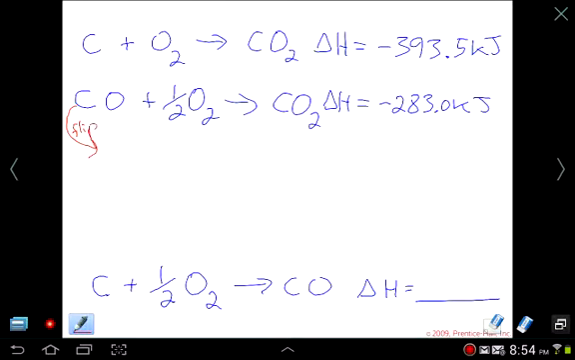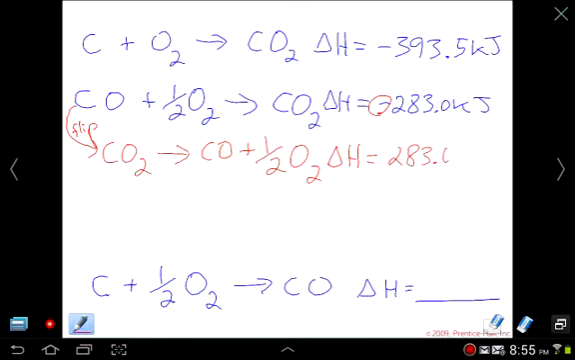I will write the products where the reactants were, and the reactants where the products were. So I'll rewrite this equation as CO2 producing CO plus half of an oxygen. Now anytime we flip an equation around, the sign of its delta H changes. So this will now become positive 283.0 kilojoules. We've flipped the equation, so I'll go ahead and cross the original equation out.